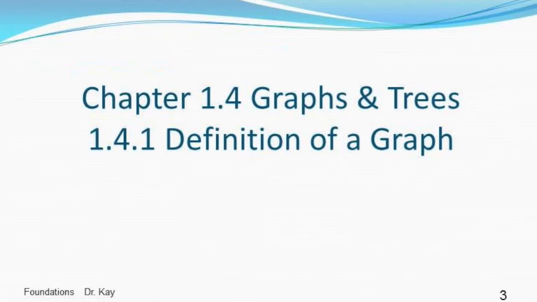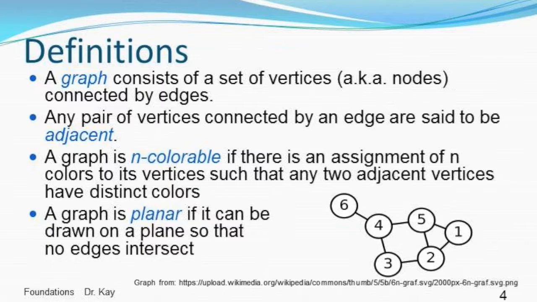So we'll start with graphs. And this is a very informal definition of a graph. Your book has a much more formal definition, but you should think of a picture something like this when you think of a graph. A graph consists of a set of vertices, so we sometimes call those nodes, that are connected by edges. Any pair of vertices connected by an edge are said to be adjacent.